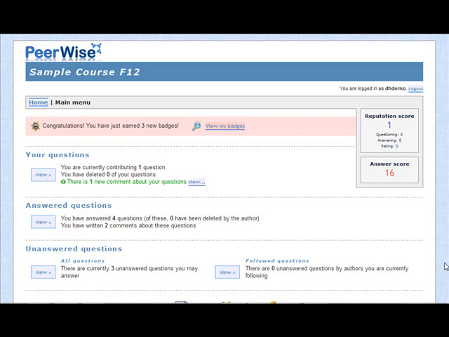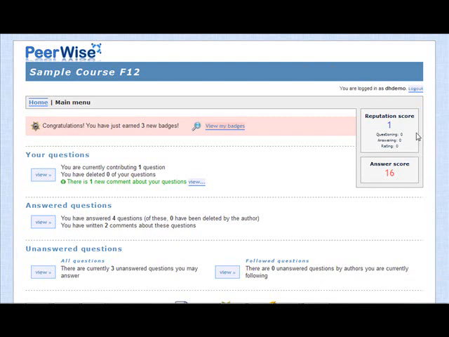We're going to review how to answer a question in PeerWise and show you some of the other functions that are available within the software as well. First of all, when you get to your home page, you'll be presented with a number of options you can choose. On the upper right-hand side, you'll see the two scores.